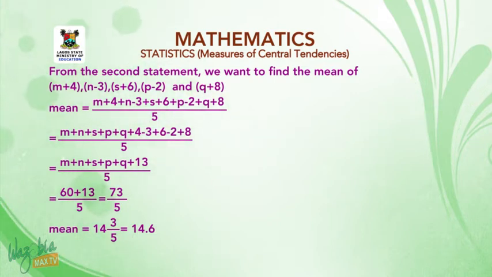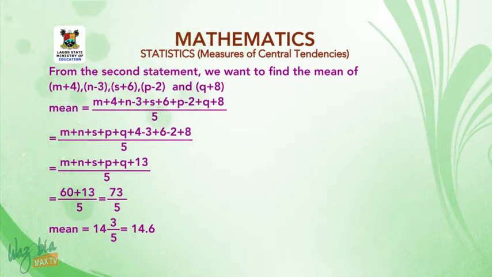Now you substitute the letters with 60, as you can see in equation 1. All the letters that you add up in equation 1 give 60. So we still have the same letters here, replace with 60. By the time you evaluate the remaining numbers, 4 minus 3 plus 6 minus 2 plus 8, it will give us 13. So I have 60 plus 13 divided by 5 equals 73 over 5. And that will give us 14 and 3 over 5, which is the same thing as 14.6.